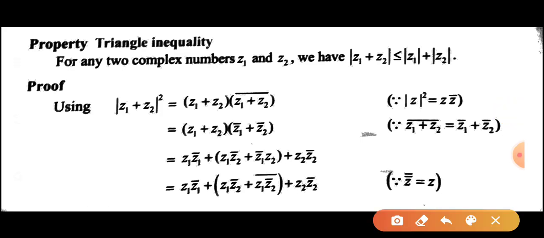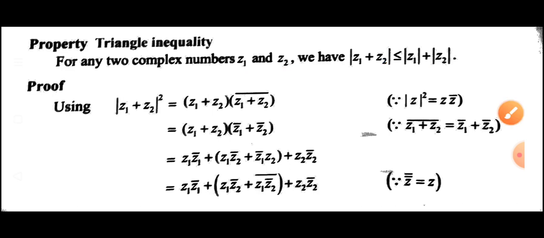For any two complex numbers z1 and z2, we have modulus of z1 plus z2 less than or equal to modulus z1 plus modulus z2. Once again, listen: for any two complex numbers z1 and z2. The triangle inequality is modulus of z1 plus z2 less than or equal to modulus z1 plus modulus z2. This is the triangle inequality statement.